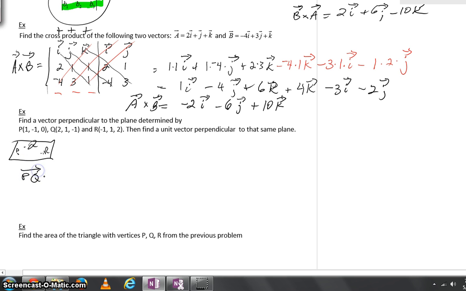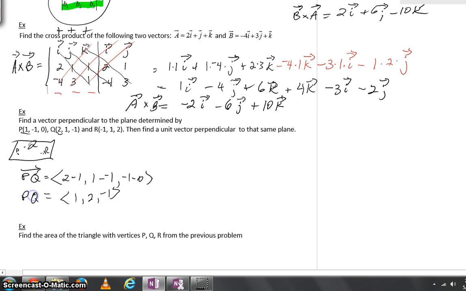To find PQ, let's do end minus beginning, and we'll have Q being the ending. We'll say 2 minus 1, that's your i components. Here's 1 minus negative 1. And finally, we'll have negative 1 minus 0. That's going to yield 1, comma 2, comma negative 1.